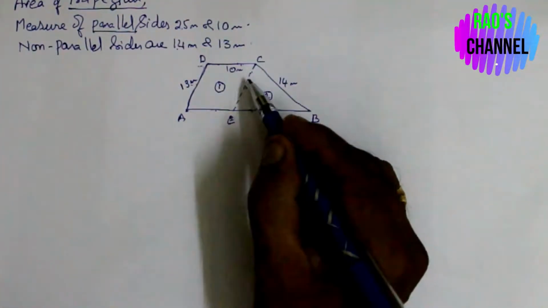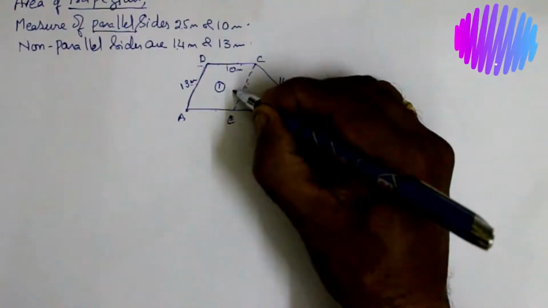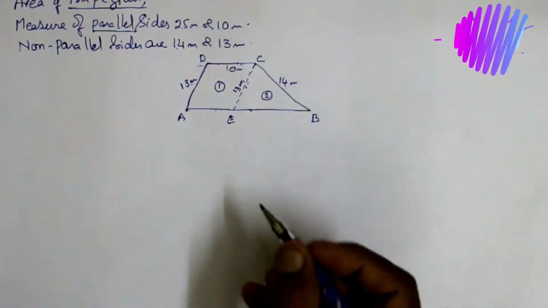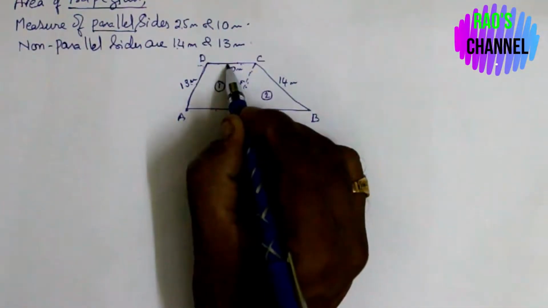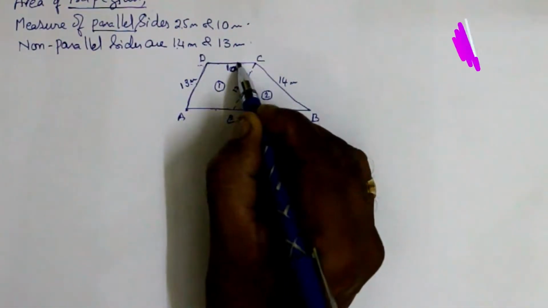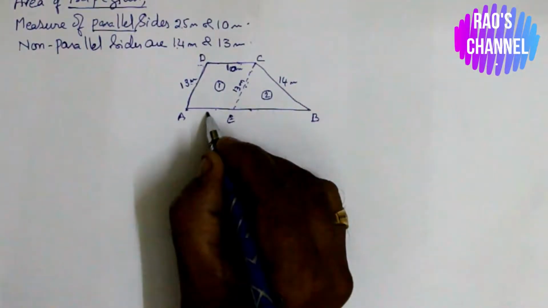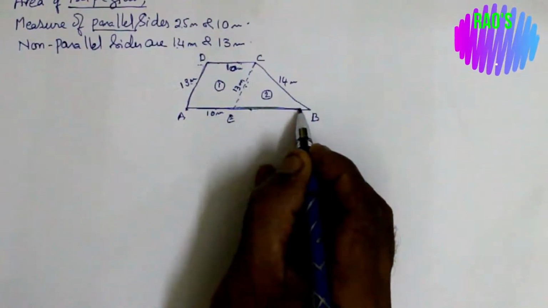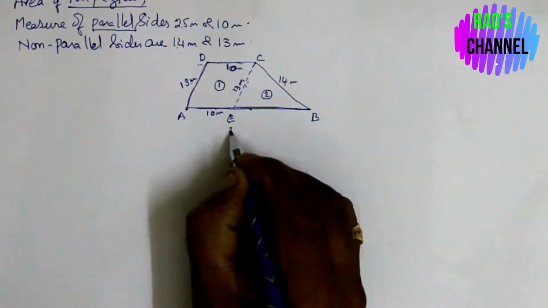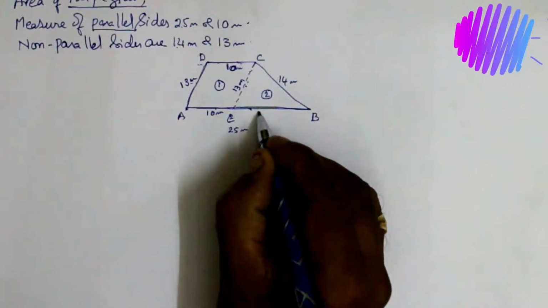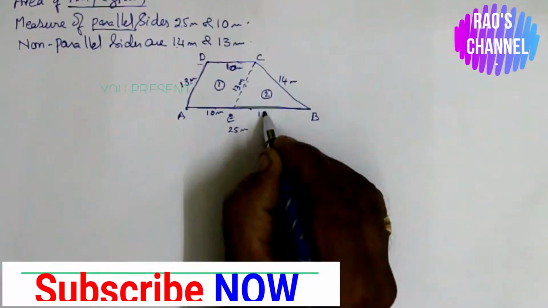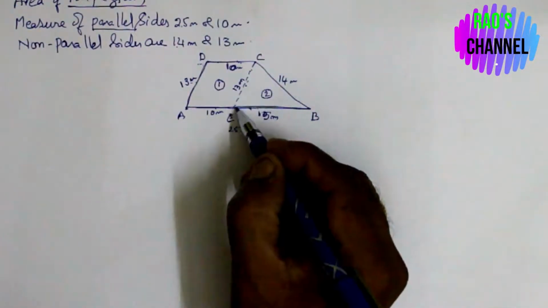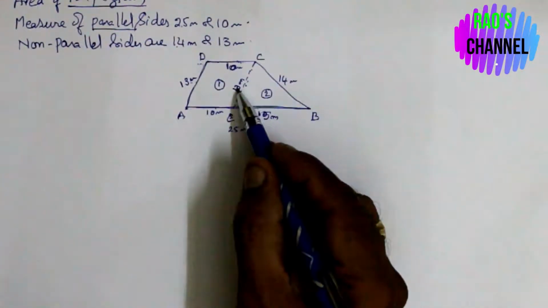And in a parallelogram, the opposite sides are equal. So I also mark this as 13 meters. And here this is 10 meter. This is opposite to AE, so AE also 10 meters. But on the whole, we have AB 25 meter. So this part, that is EB, is 15 meter. Okay. So in this triangle, we have all the measurements 13, 14, 15.